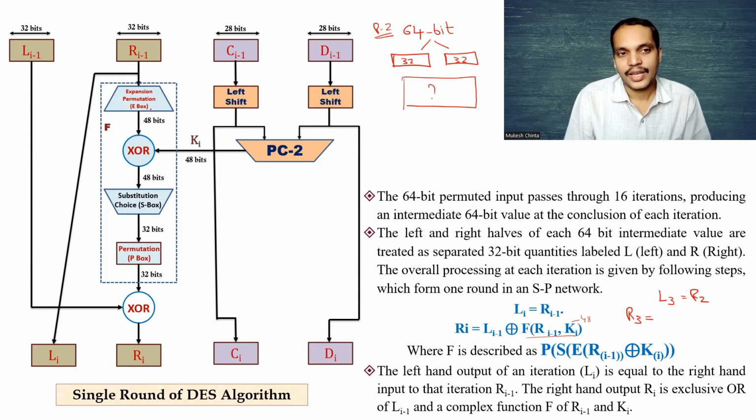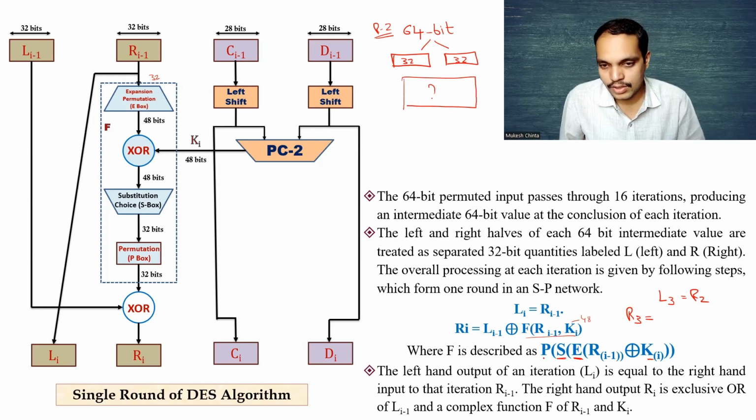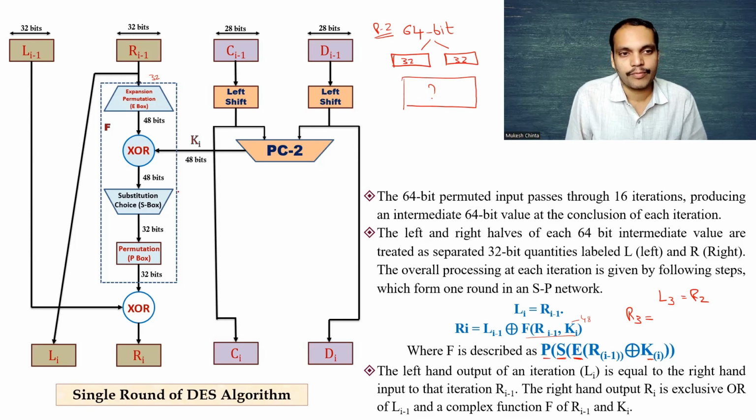The E box expands the 32-bit input to 48 bits, and then we perform an exclusive OR with the subkey Ki for each round. This is the expansion permutation, and then we pass this on to a substitution S box. This is the S box here. And finally, we have another permutation which reorders these 32 bits into one particular format. This is the output of your function.